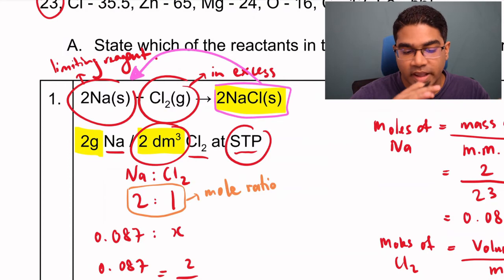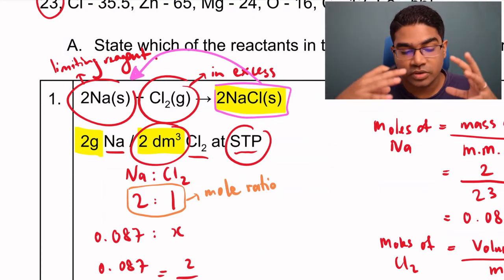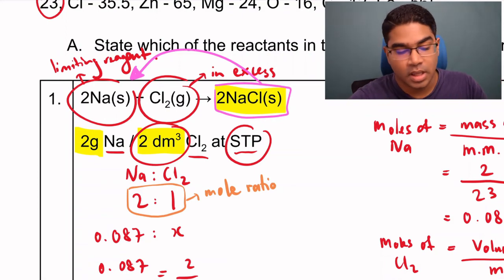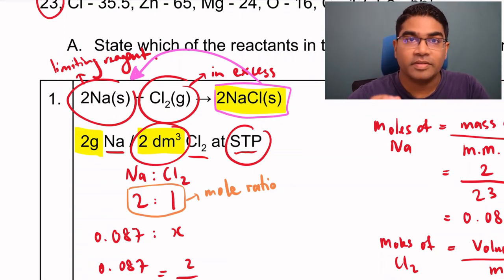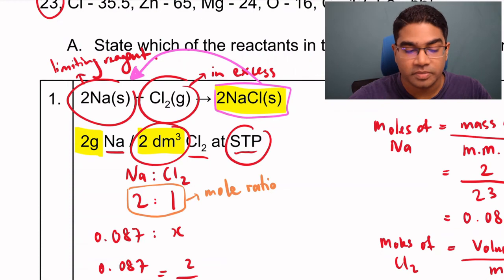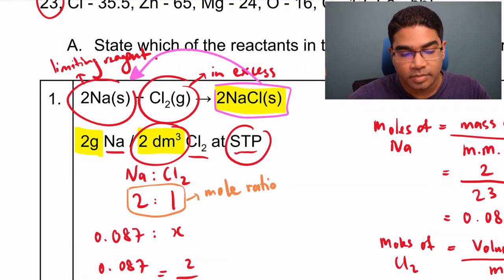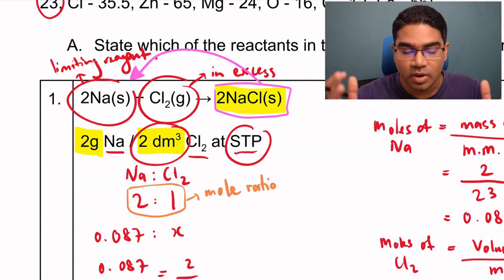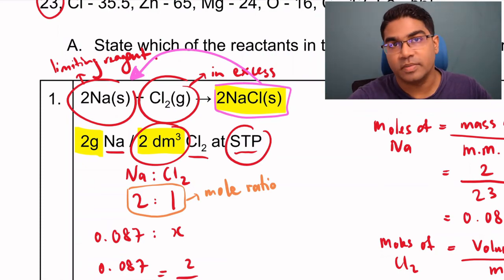Only this will give us an accurate picture of how much sodium chloride is formed, because sodium is the one that reacts completely. Chlorine will still have extra after the reaction is completed. So we cannot use reagents in excess when we want to find quantities of either products or reactants. We can't use the reagent that is in excess. We always have to use the one that is the limiting reagent.